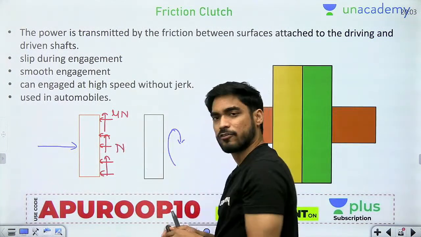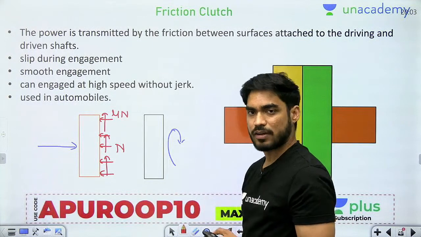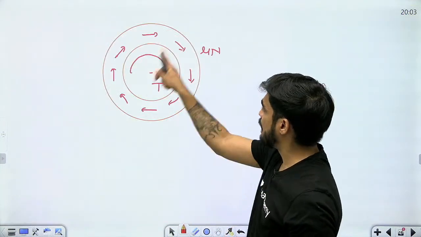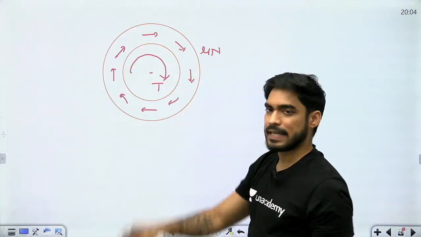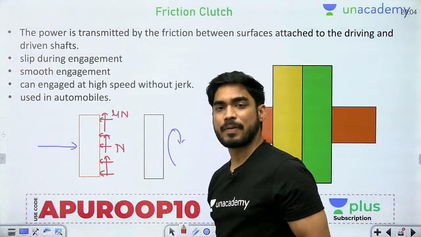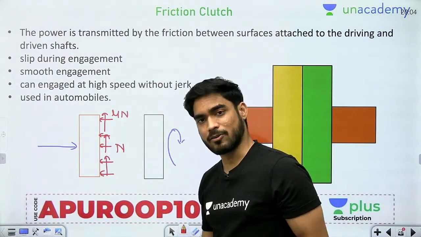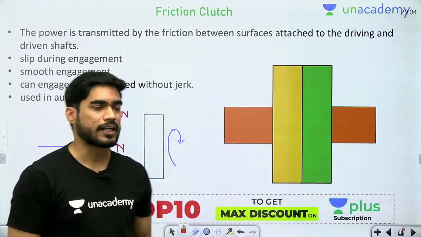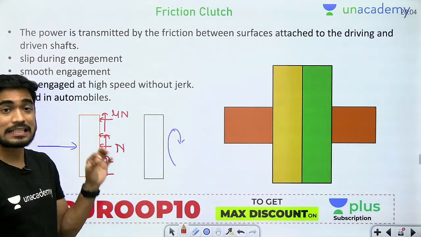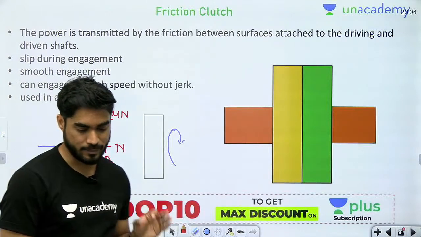There will be some normal force, there will be some friction force, okay? And this friction force will apply a torque on the center of this non-moving part. So this non-moving part, the static part, will also start rotating, okay? So here, what is rotating this second part? The friction force is rotating the second part, okay?